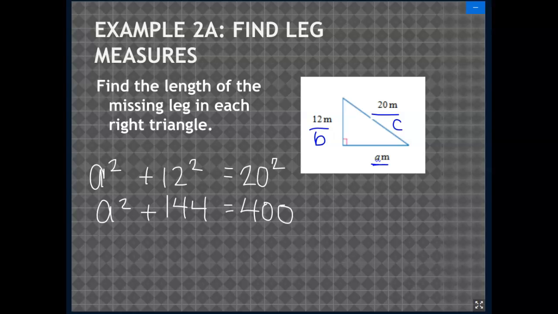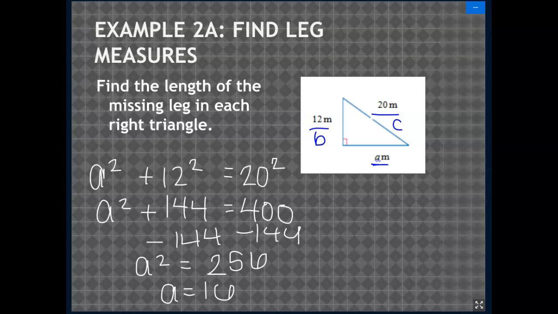Then you subtract 144 from both sides, and we get 256. Take the square root of that, and we get a is equal to 16 meters.